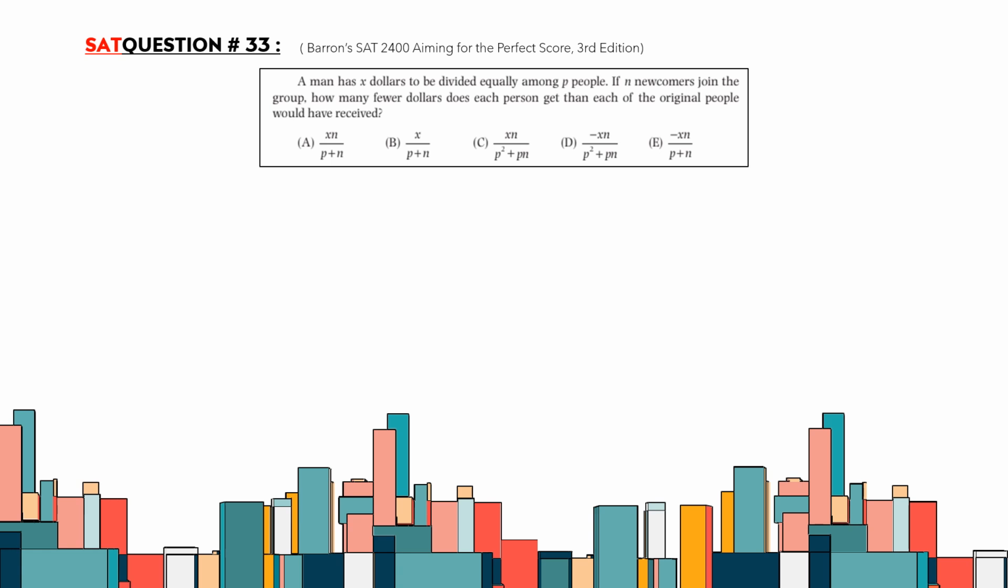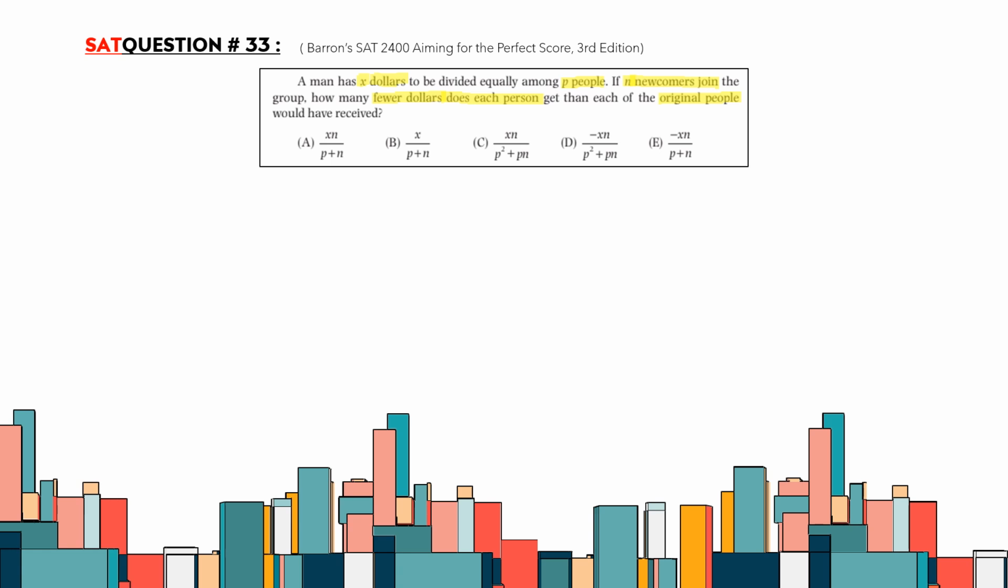So we know that in this case we have X dollars, right? X is just a number. They call it X, so you can plug any number in there. So X dollars for P people. Now N is the newcomers who join the group, so N join that group of P people. Then they're asking how many fewer dollars does each person get compared to the original people.